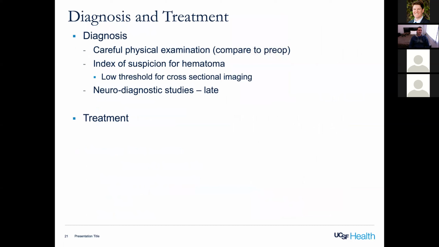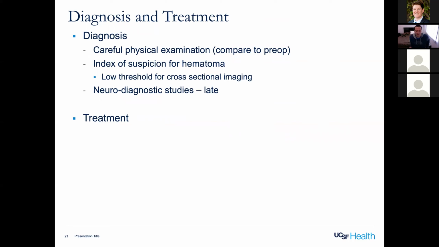Okay. So in terms of diagnosis and treatment of nerve injuries in general, the most important and relevant one for us is a careful physical examination, and compare that to a preoperative physical examination. There's been more than one instance in the past where we hear stories or have an M&M where we didn't have a good preoperative physical exam and we're not really sure how much of the nerve injury was present beforehand or afterwards. And so it's important to know that.